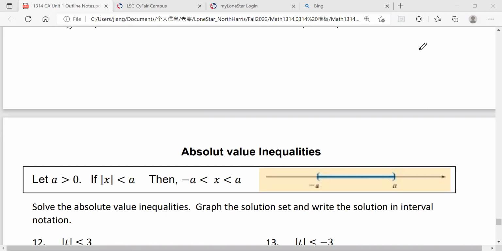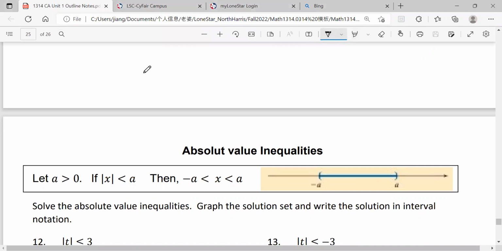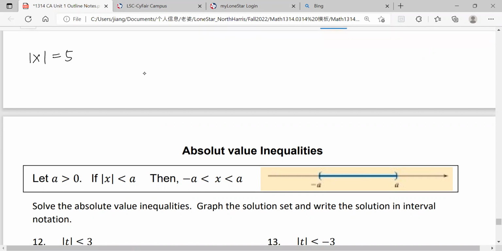I got a very good question from you that's about absolute value inequalities. So let's start from absolute value. What is the absolute value? For example, if I have an absolute value of x equals 5, absolute value means the distance from x to 0.